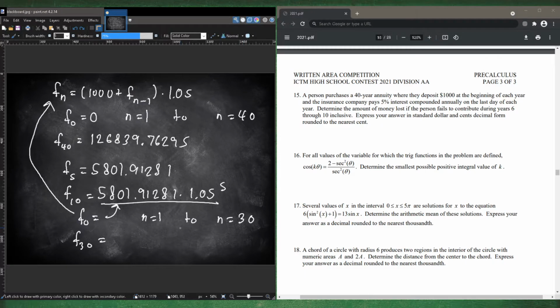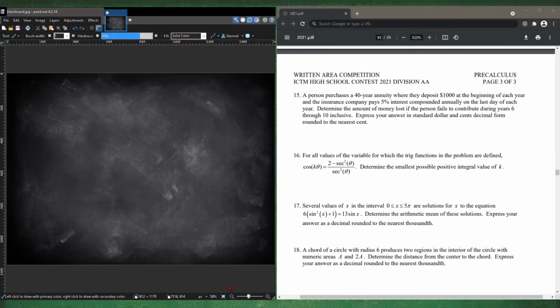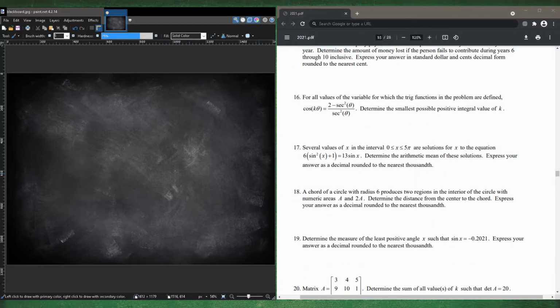And then with that formula, we're going to come out with 101,764.23011. Subtract this amount by this amount, and you'll get our answer, which is 25075.53. And that's your answer for number 15. So it's really, really calculator heavy, which is why I'm not going to show all the numbers used. This is just a recursive formula, which keeps recalculating everything in a similar pattern.